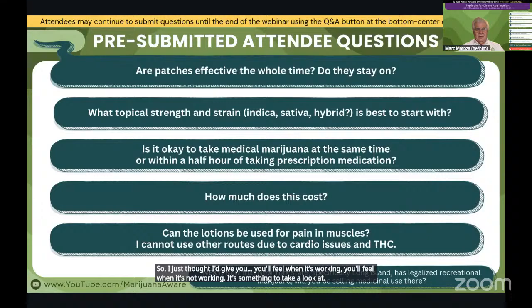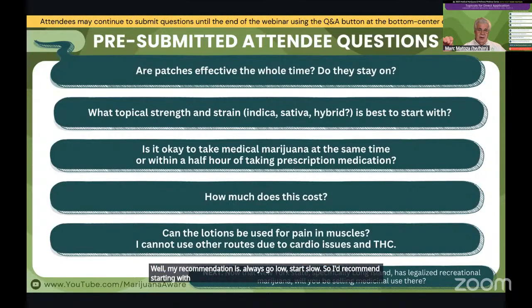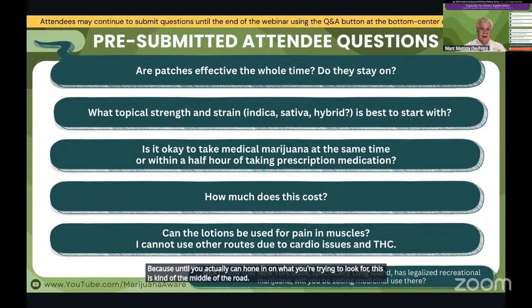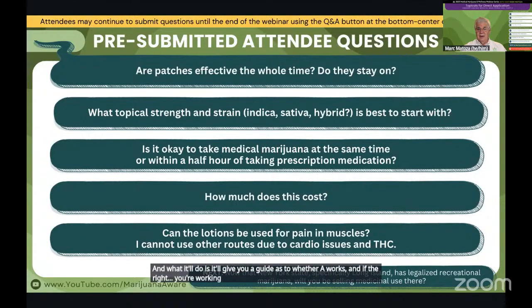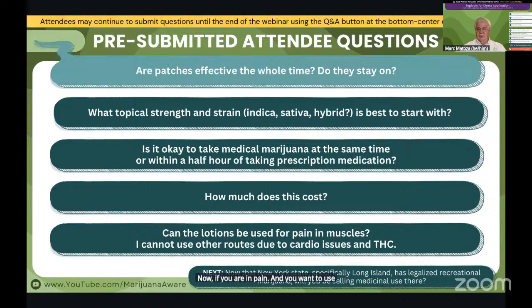One of the other questions is, what topical strength and strain is best to start with? Well, my recommendation is always go low, start slow. So I'd recommend starting with a 1-to-1 patch. And if possible, I would take a look at a hybrid because until you actually can hone in on what you're trying to look for, this is kind of the middle of the road. And what it'll do is it'll give you a guide as to whether it works and if you're working with the right amounts. Now, if you are in pain and you want to use a patch, you might want to lean towards the sativa side.